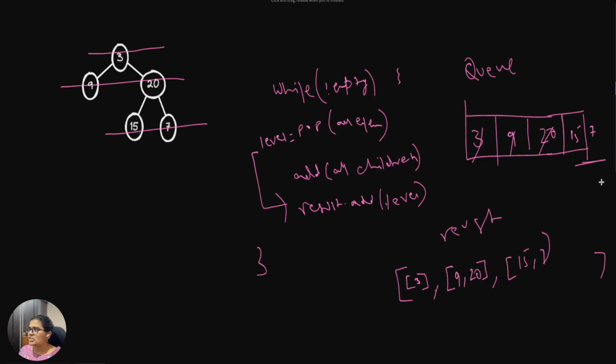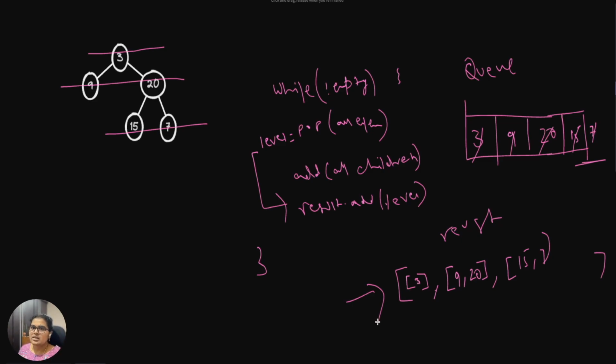We will add its children to the queue. But both 15 and 7 don't have any children, so we have nothing to add. At this point, the queue becomes empty and we just return this result. So we are basically using the queue to keep track of all the children of the current level.